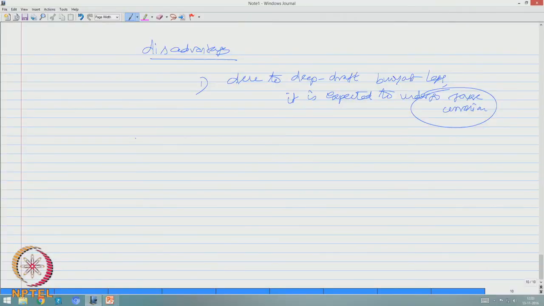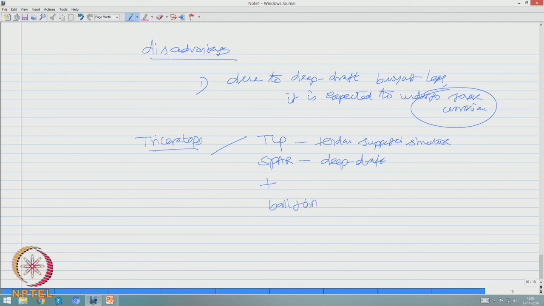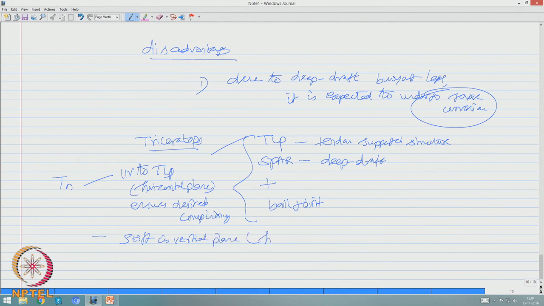So, we have seen that Triceratops derives advantages of a TLP and a spar: spar because of the deep draft system, TLP because of the tendon supported substructure. In addition, it derives an advantage because of the ball joint. So, the natural periods are more or less similar to that of a TLP in the horizontal plane, ensures the desired compliancy, and it is stiff in the vertical plane by restricting the heave motion.